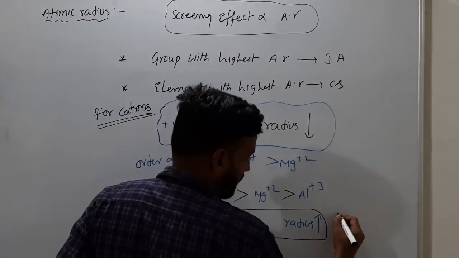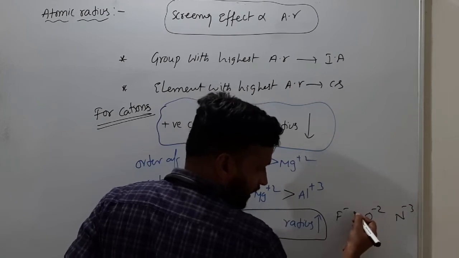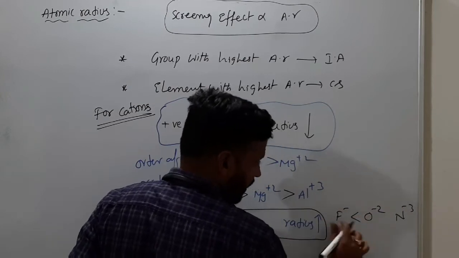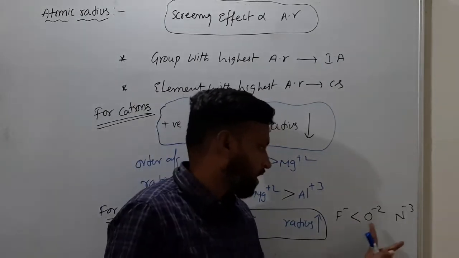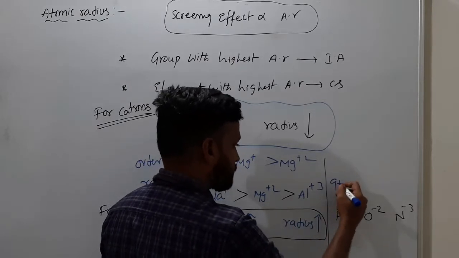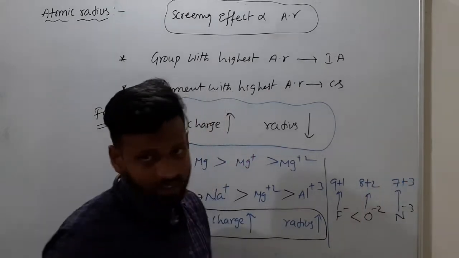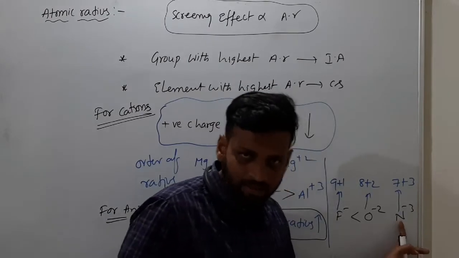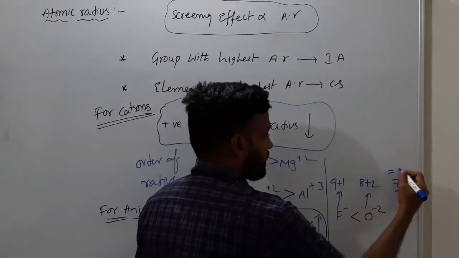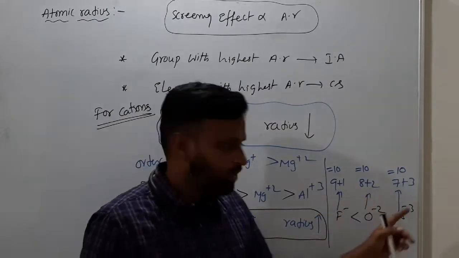I was given an example like F minus, O minus 2 and N minus 3. Which has more radius, F minus or N minus 3? N minus 3, because all have 10 electrons only. Fluorine, oxygen, nitrogen: 9 plus 1, 8 plus 2, and 7 plus 3. Nitrogen's atomic number is 7, so 7 electrons are there. Minus 3 means it gained 3 electrons, so 7 plus 3. Here 10 electrons, here 10 electrons and here 10 electrons.